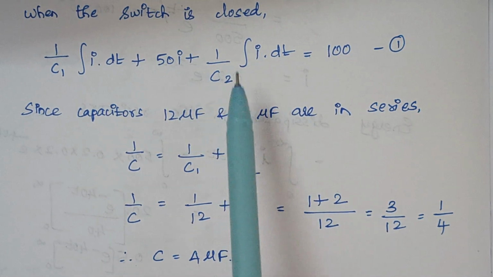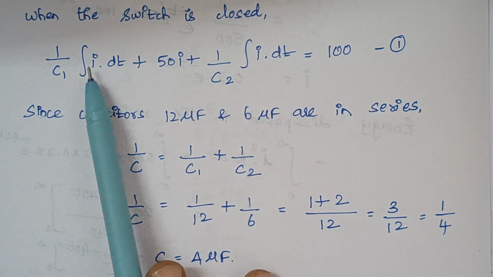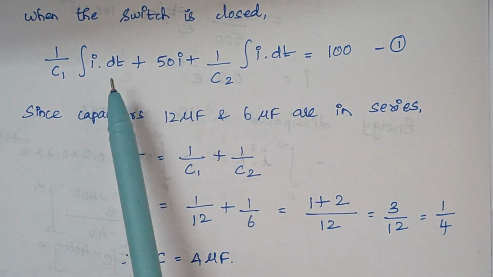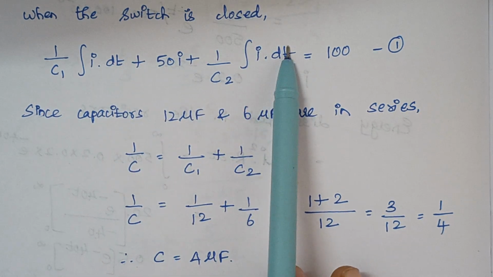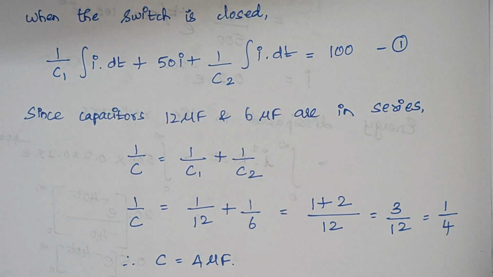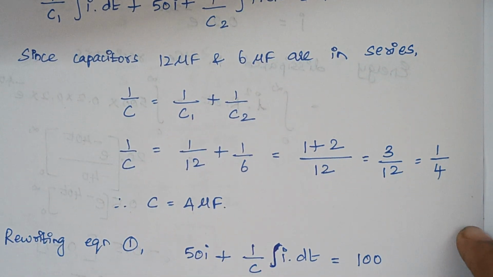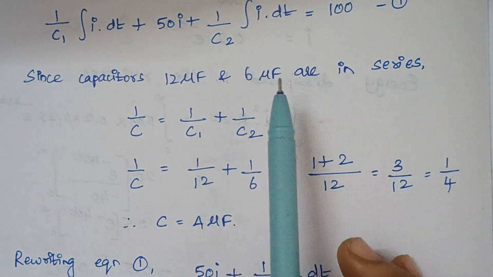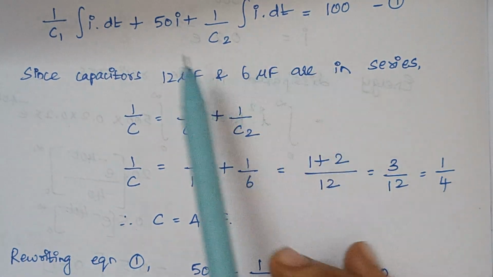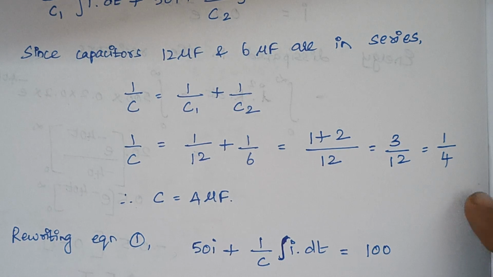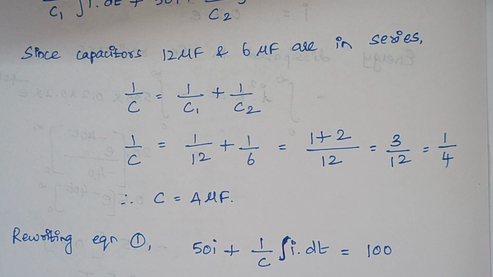So instead of writing these two expressions, we can replace them with a single capacitance because they both have the same current flowing through them, right? So this equation gets modified as, you see, 50I, which we write as such. Then these two expressions are combined as a single one, which is 1 by C integral of I dt, which is equal to 100, right?